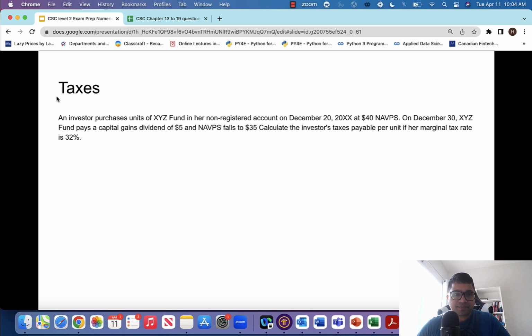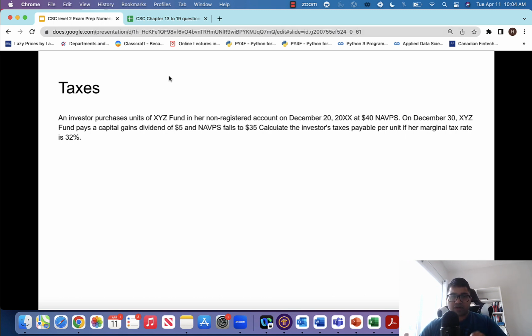Next is taxes, right? So what's happening? An investor purchases XYZ unit in a non-registered account on December 20 at an NAV of $40 per share. On December 30, the XYZ pays a capital gain of $5 and the NAV falls to $34. Calculate the investor taxes payable per unit if the marginal tax rate is 32%.